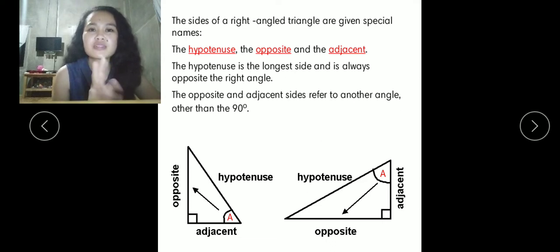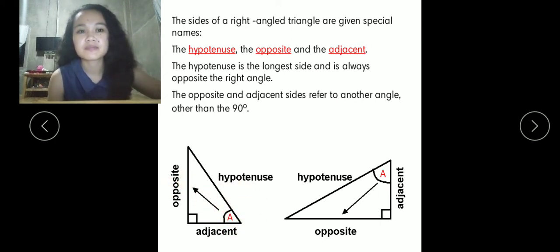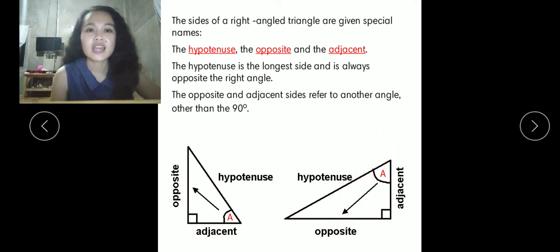So what is the difference between the two? When we say opposite side, it is opposite the given angle, or theta. And when we say adjacent, from the word adjacent, meaning nearby, it is nearby the given angle.